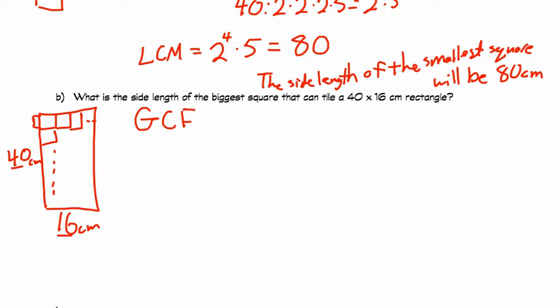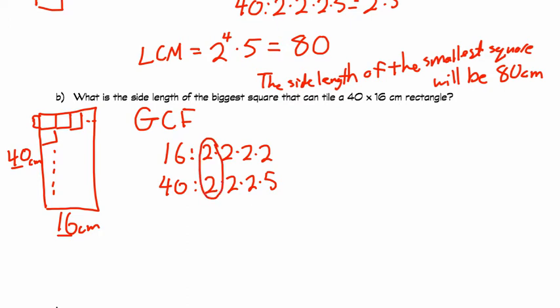Since we want the greatest common factor, we will look at the prime factorization of 16, which was 2 times 2 times 2 times 2, and the prime factorization of 40, which was 2 times 2 times 2 times 5. Now we make pairs with the 2 prime factorization. We see there are three 2's in both 16's prime factorization and 40's prime factorization.